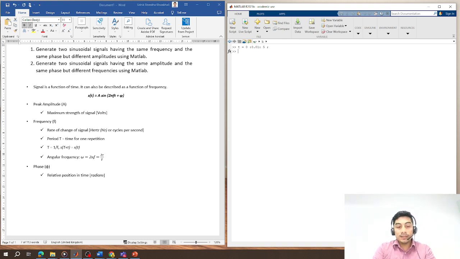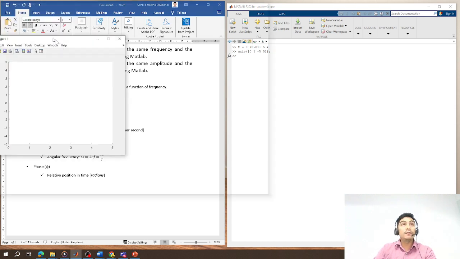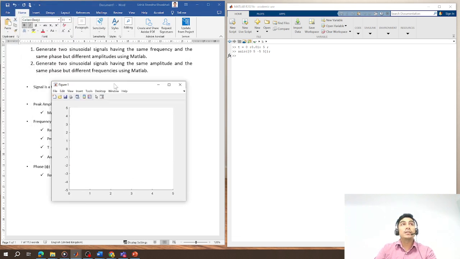So axis, we can define it like here. We define it from 0 to 5 seconds, and then minus 5 to 5. So what does this mean? Here we are defining the x-axis from 0 to 5 and the y-axis from minus 5 to 5. So when we press enter, it generates a figure like this, right?